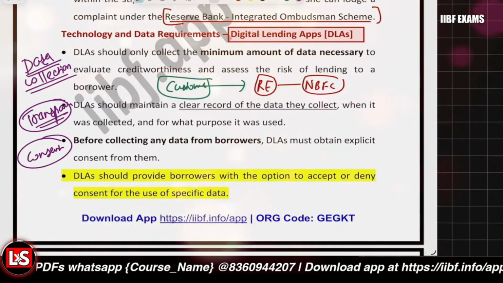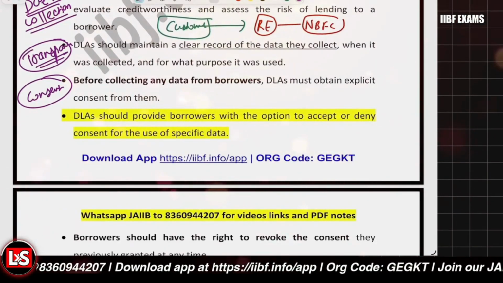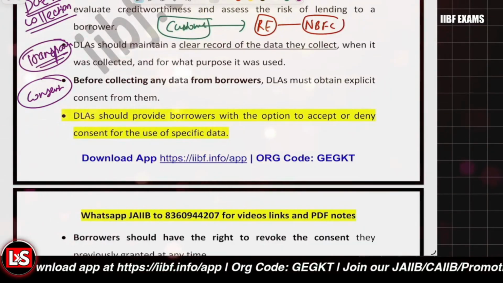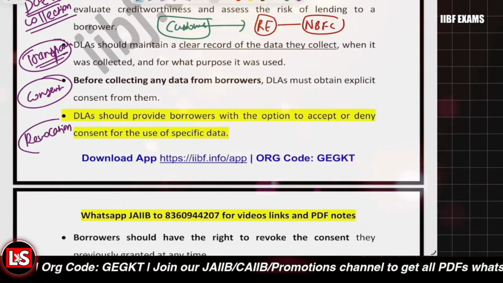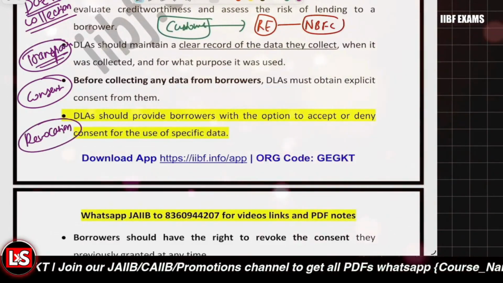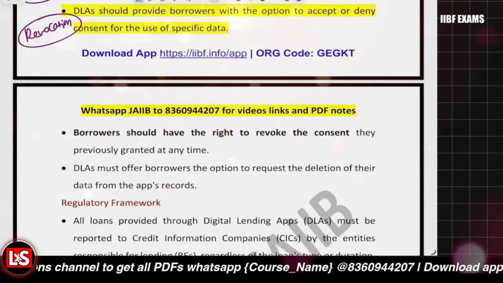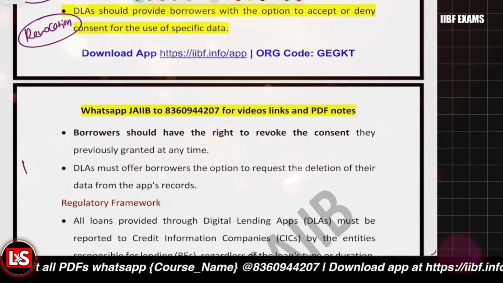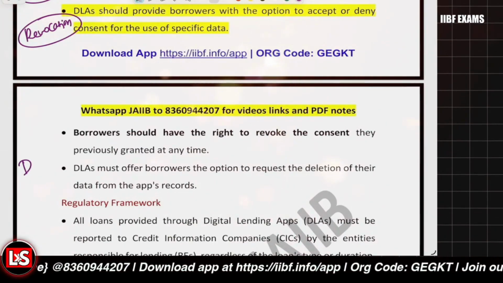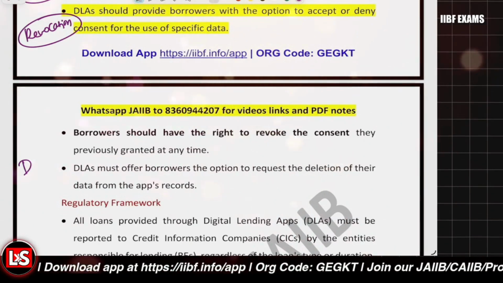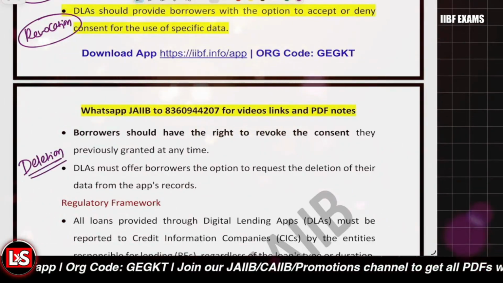The borrower must be provided with an option to revoke the consent at any point. So it's about revocation. An option should be given to the borrower that if they want to withdraw the consent, they have that option. Also, borrowers must be given the right to request deletion of the data. So it's about deletion. They must be given a deletion option.